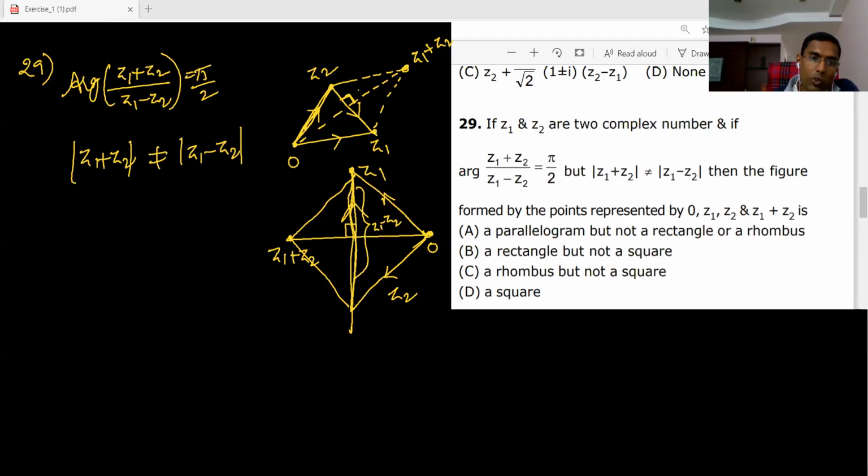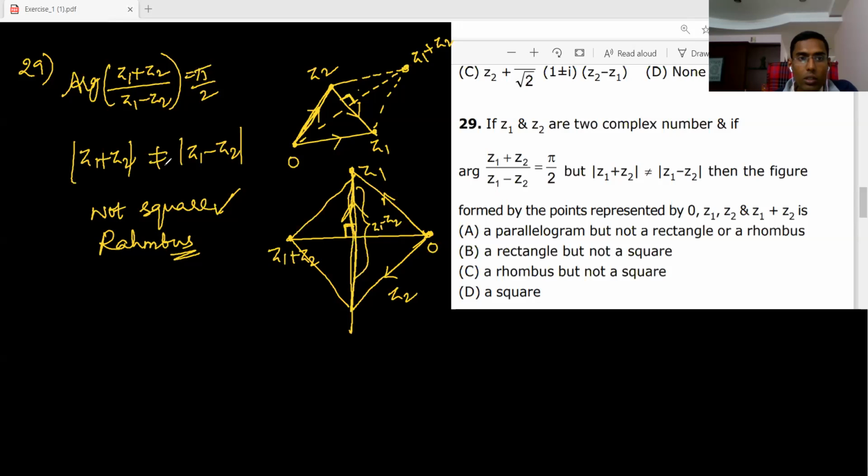Not equal means not a square. If these two are not equal, please understand, the diagonals are not equal, which means it is not a square. This is perpendicular, meaning the two diagonals are perpendicular. If two diagonals are perpendicular, then it must be either a square or a rhombus. I don't know if the spelling is correct, but rhombus. Square or rhombus, but not a square.